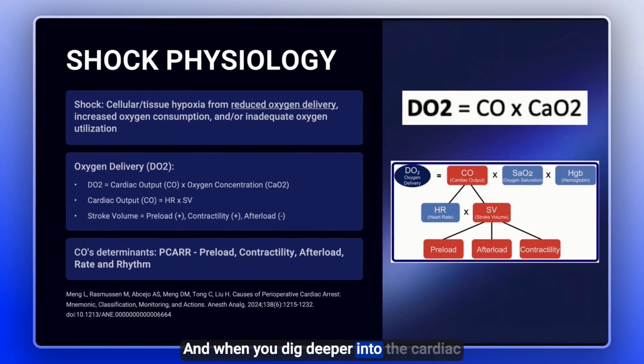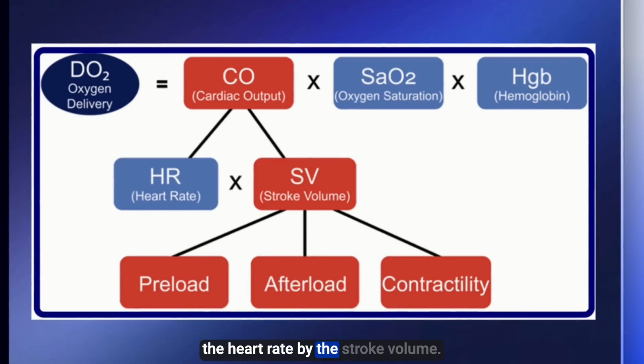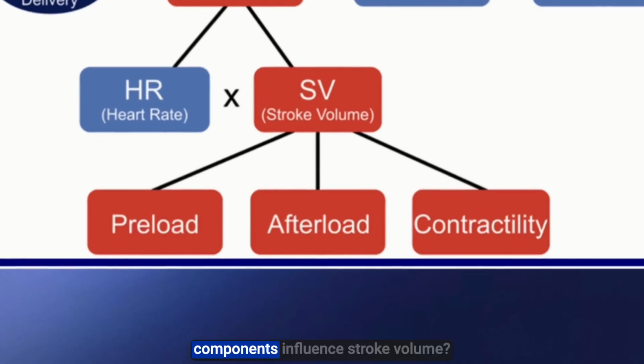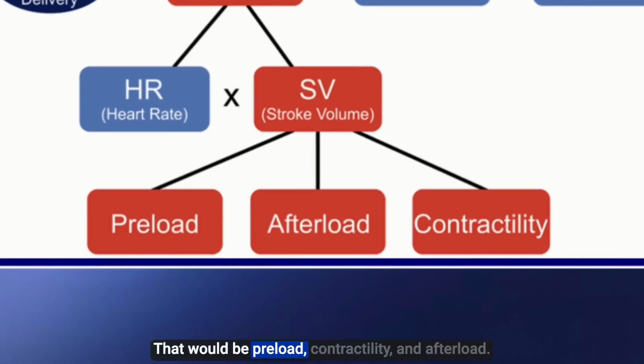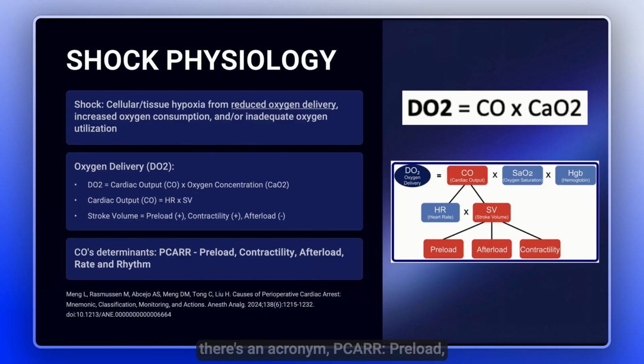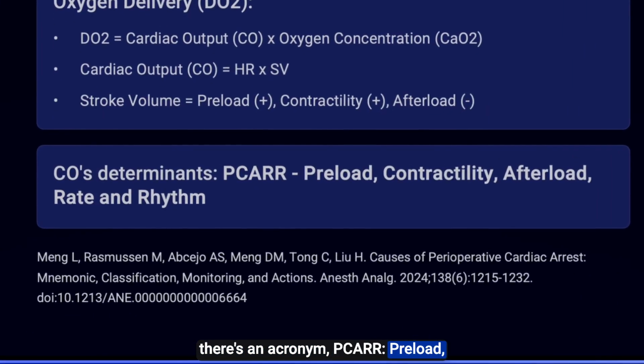And when you dig deeper into the cardiac output, the components of this are multiplying the heart rate by the stroke volume. The stroke volume is the volume of blood the heart ejects, and the number of times per minute, well, that defines the cardiac output. And then teasing this out even further, what components influence stroke volume? That would be preload, contractility, and afterload. Thinking through all these components, there's an acronym PCARR: preload, contractility, afterload, rate, and rhythm.